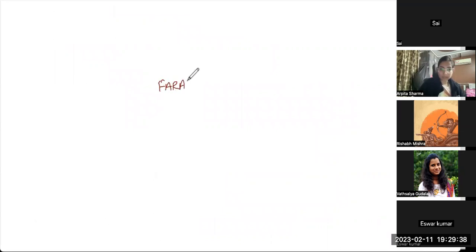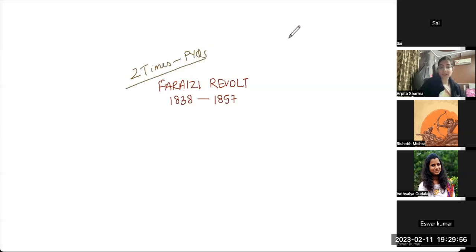ठीक है? This is the Fairaizi revolt, which happened in 1838 and carried on till 1857. ठीक है? तो ये है हमारा Fairaizi revolt. बहुत important है. Two times PYQs इसमें से आ चुके हैं. Previous year questions have been asked twice from this, that is why it's important. Basically the Faraizis, who were they? कौन हुआ करते थे ये?